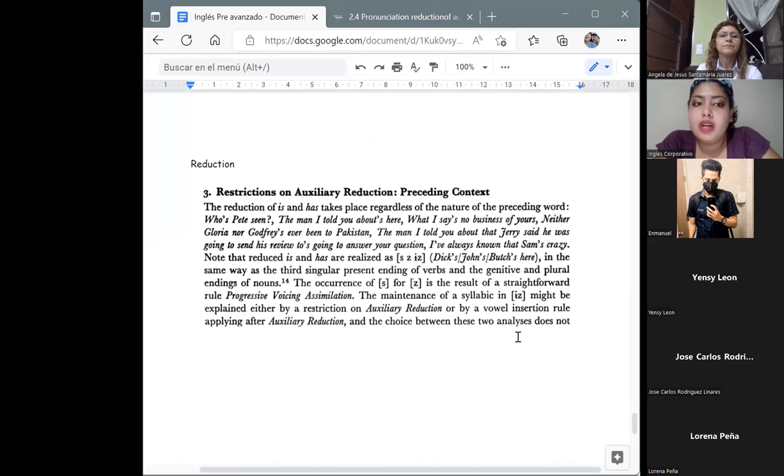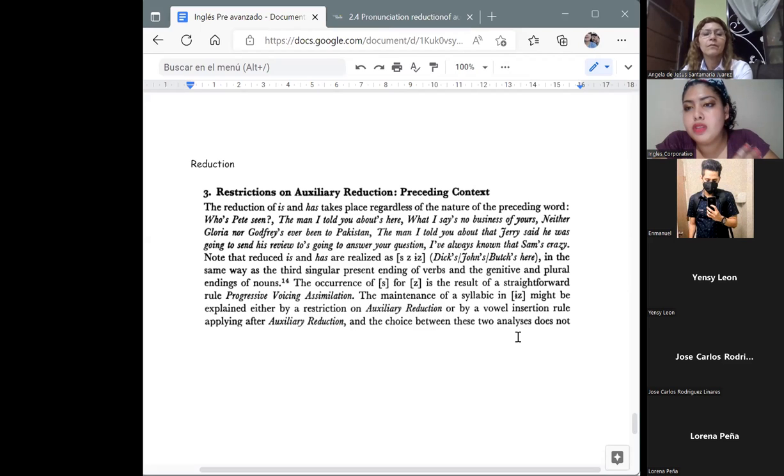And it says that the reduction of is and has takes place regardless of the nature of the preceding word. Who's been seen? The man I told you about here, what I says, no business of yours. Neither Gloria nor Godfrey's even been to Pakistan. The man I told you about that ferry said he was going to send his review, just going to answer your question. I've always known that sounds crazy.